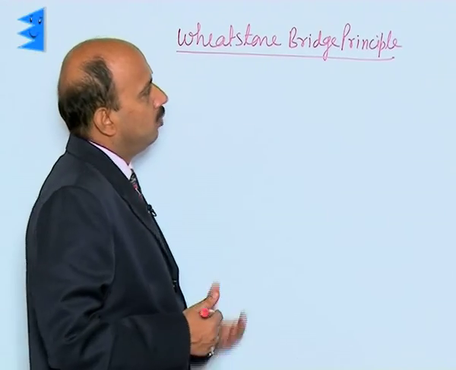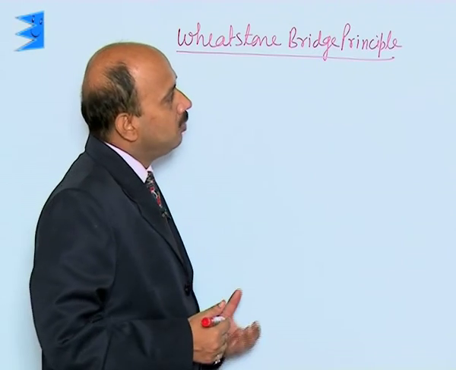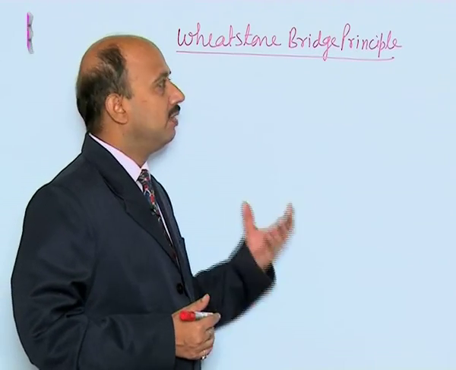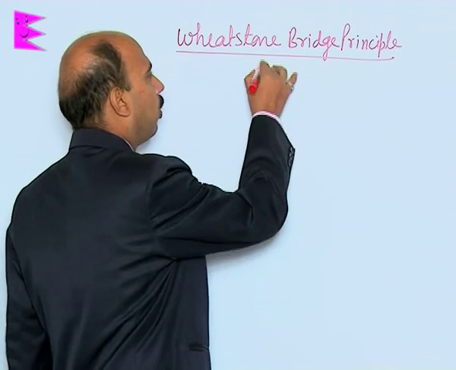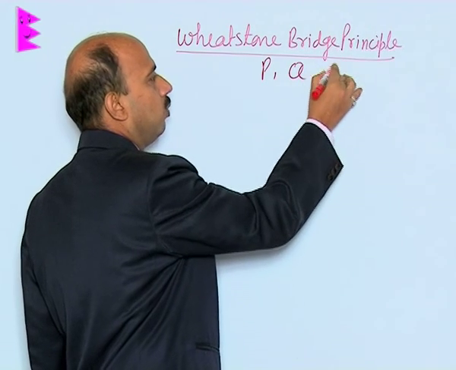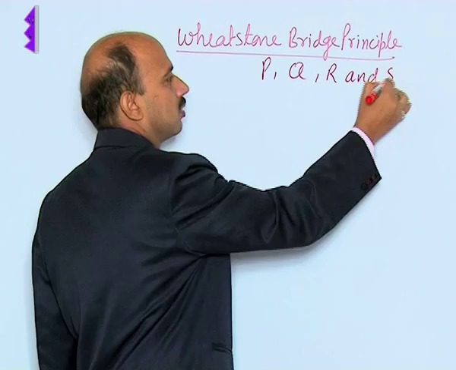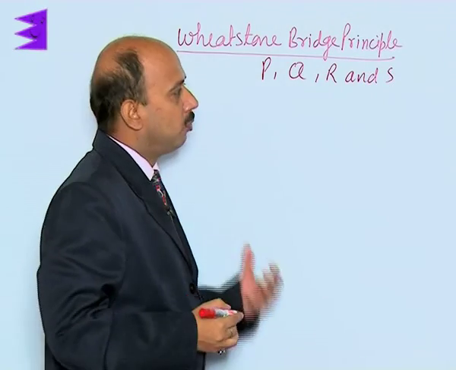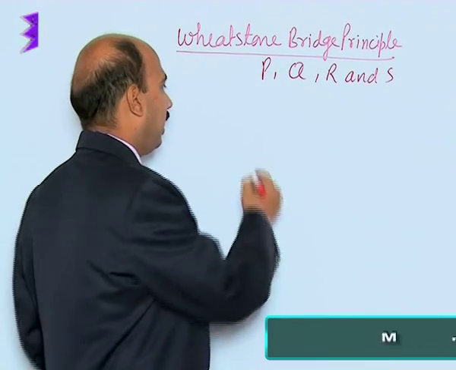Now see the Wheatstone principle. We will be using Kirchhoff's law to derive this principle. Suppose you have four resistances P, Q, R and S. They are arranged in the form of a bridge as shown in the diagram.